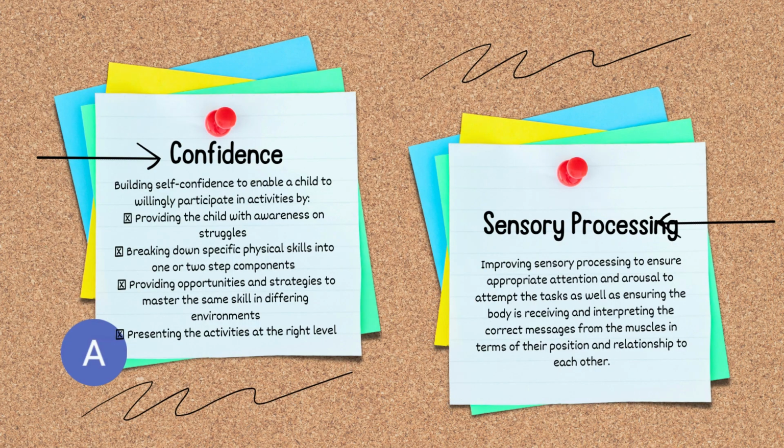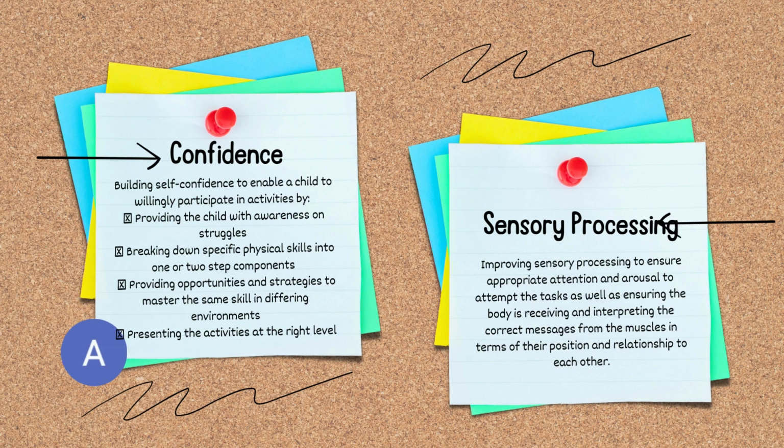Afterwards, of course, we need to instill confidence in the child. Build self-confidence to enable the child to participate willingly in the next activity. This could be by providing the child with awareness of the struggle that they are in. So acknowledge the struggle that they have and break down specific skills into one or two step components so that it will be easier for them. Provide opportunities and strategies for them to master the same skill in a different environment. And next, present the activity at the right level for the child's ability.